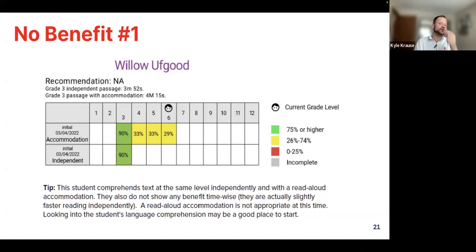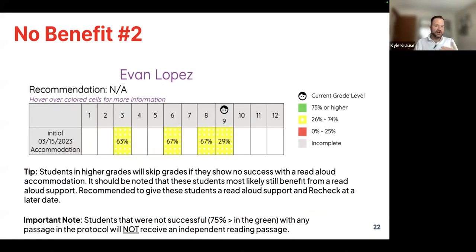These are always ones that trip people up because I'm like, I see green, but it says no benefit. Yep, that's because the benefit is really that independently they can understand it either a little bit better or even faster than having that accommodation. Another one, no benefit. This is an example of a high school student.